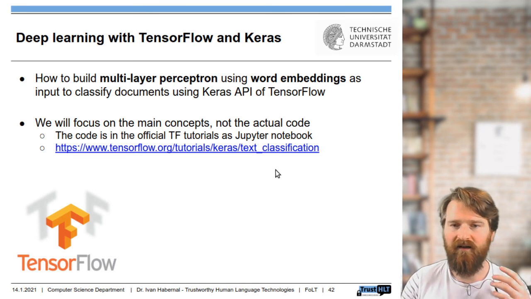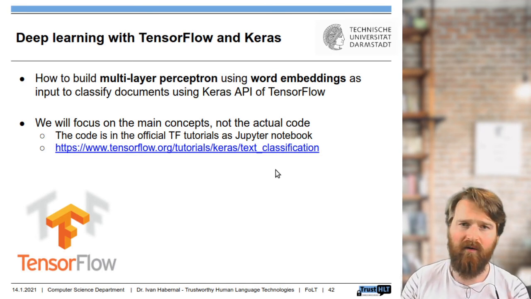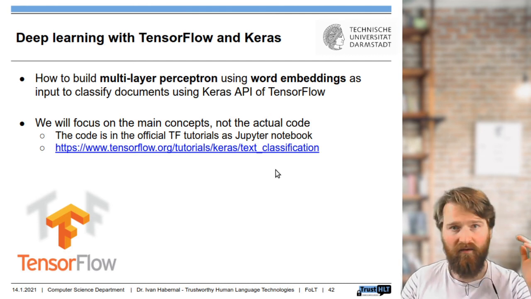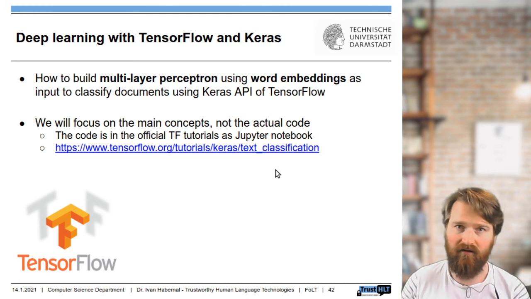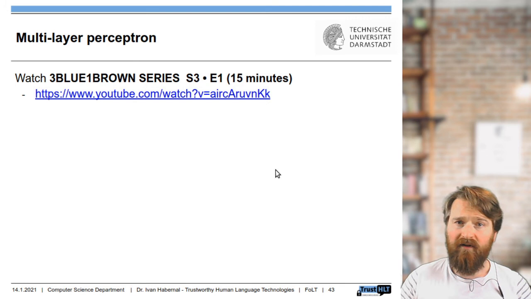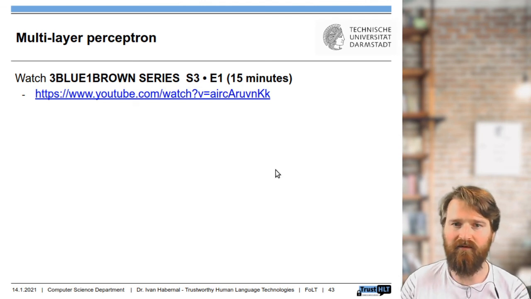So for example, text classification in Keras is very well described in this official TensorFlow tutorial, with a long Jupyter notebook. I would just recommend going there and learning from this beautiful tutorial. But here we will focus on the machinery, how deep learning, or in particular the multi-layer perceptron, works, because we want to understand a little bit.